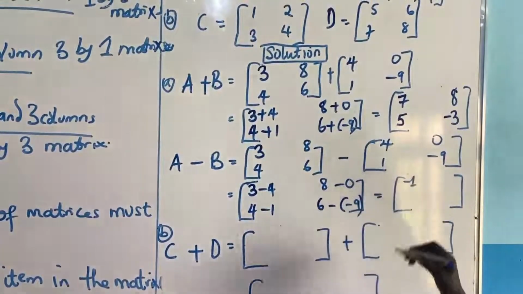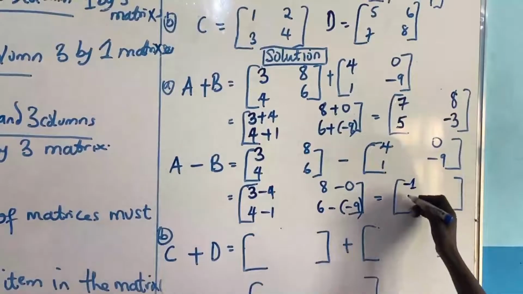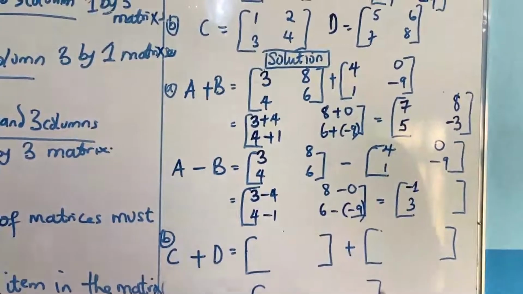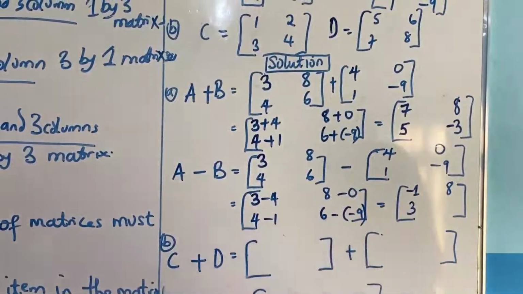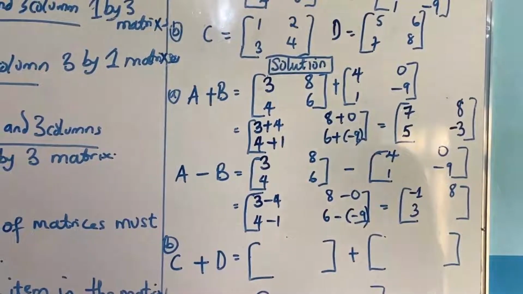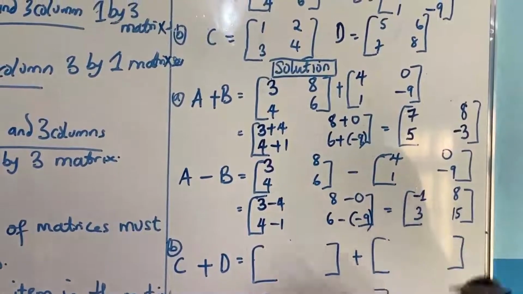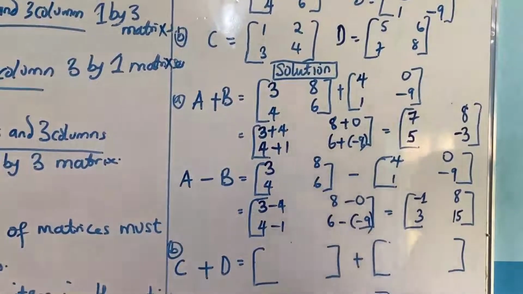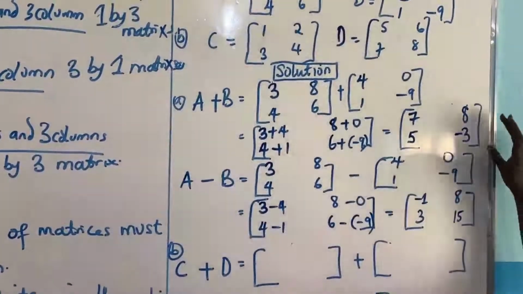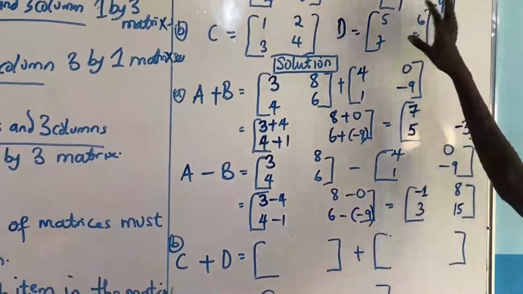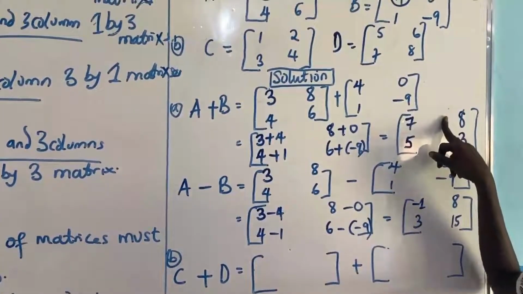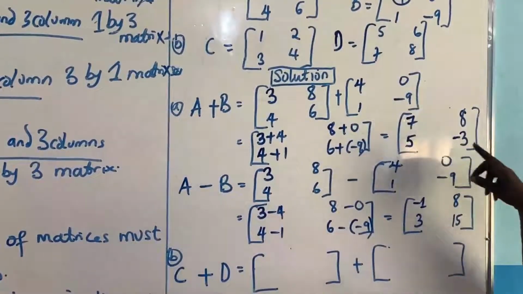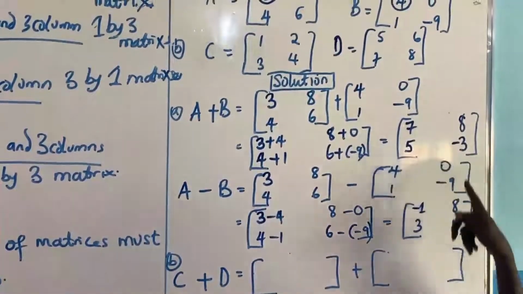Minus 1. 4 minus 1, we have 3. 8 minus 0, we have 8. 6 minus 9, we have what? 15. So, one unique thing about this, whatever you add, that's what you will get. If you add a 2 by 2 matrix, your answer will be what? 2 by 2 matrix. So you see here we add 2 by 2 matrix and our result is what? Is still 2 by 2 matrix.